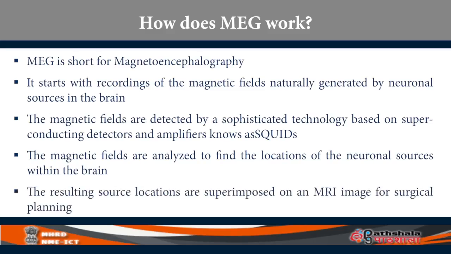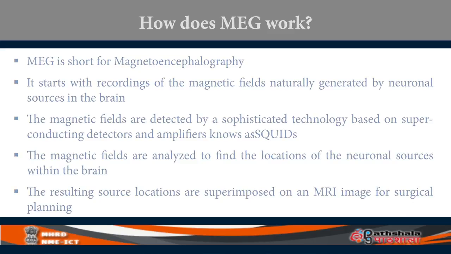The resulting source locations are then superimposed on an MRI image for planning surgery. Suppose that MRI image shows there is something happening in one area, and that area is very important for language, the surgeon has to spare that area. That is why we need to do MRI or MEG or whatever to find out what exactly is happening in different parts of the brain.